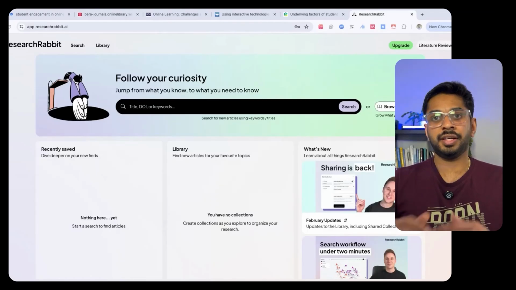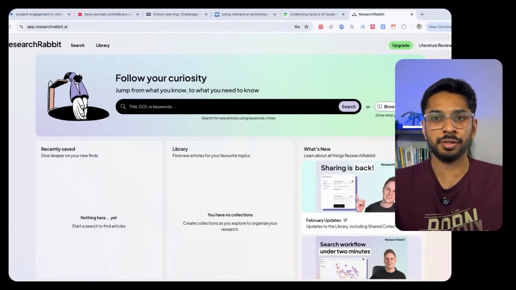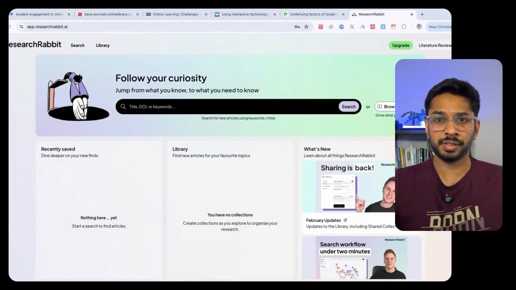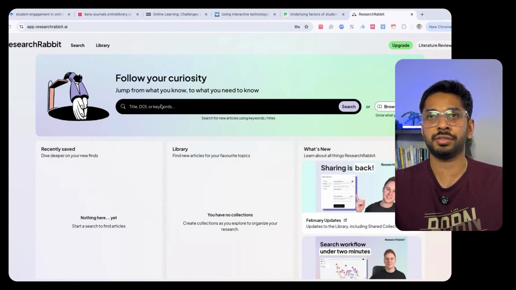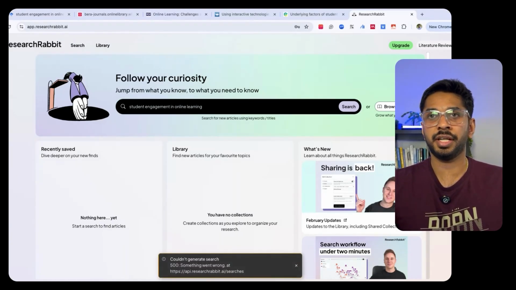And if you want to speed this up even more, we can use tools like Research Rabbit or Elicit, and I'll show you quickly how we could use some of those tools to identify papers. All right, let me show you a faster way to find papers using AI. I'm going to use Research Rabbit. Similar to Google Scholar, I'll start searching with the same research topic, which is student engagement in online learning.